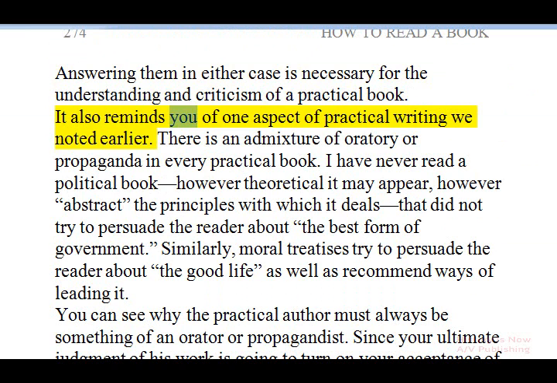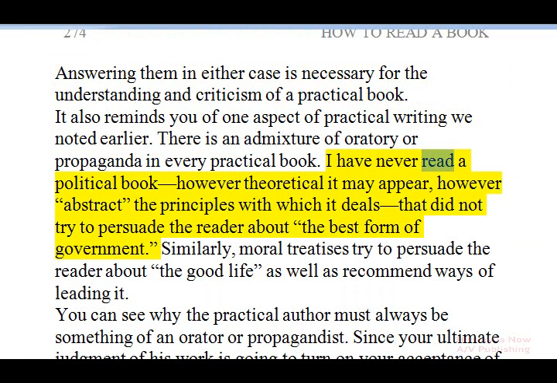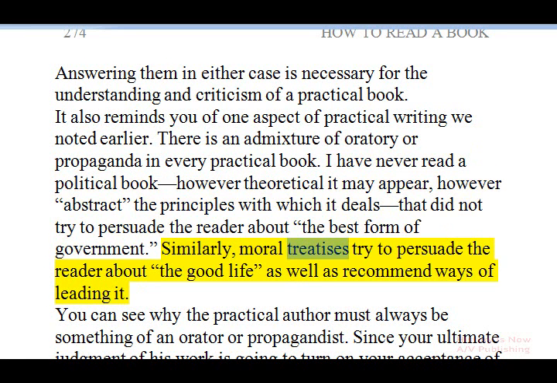It also reminds you of one aspect of practical writing we noted earlier. There is an admixture of oratory or propaganda in every practical book. I have never read a political book, however theoretical it may appear, however abstract the principles with which it deals, that did not try to persuade the reader about the best form of government. Similarly, moral treatises try to persuade the reader about the good life as well as recommend ways of leading it.